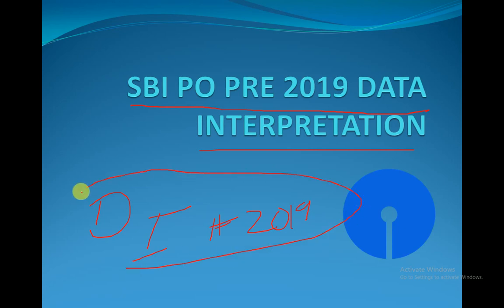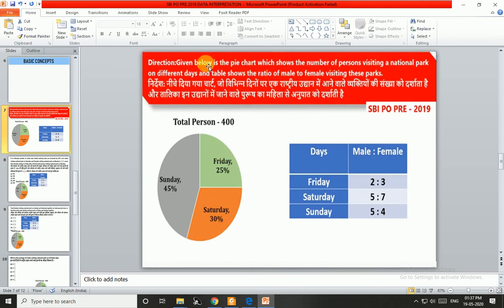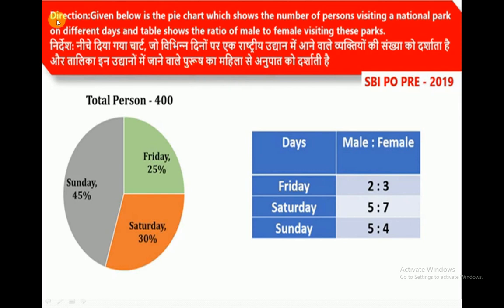Before diving right into this session, first of all we'll look at the question that came. Let's just give it a glance. The question was this: given below is the pie chart which shows the number of persons visiting a national park on different days, and the table shows the ratio of male to female visiting these parks. So this is the pie chart and this is the table.